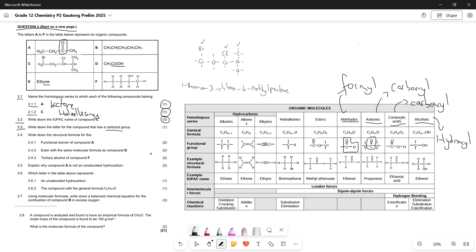So that means write down the letter that has a carbonyl group. As we established, a carbonyl is from a ketone. A ketone is what we labeled A. So therefore, write down the letter. We're just going to write A over here, and that'll be 1 mark over there.